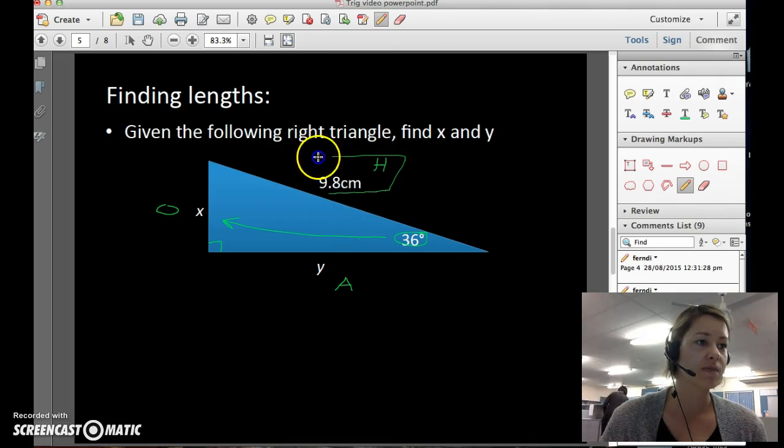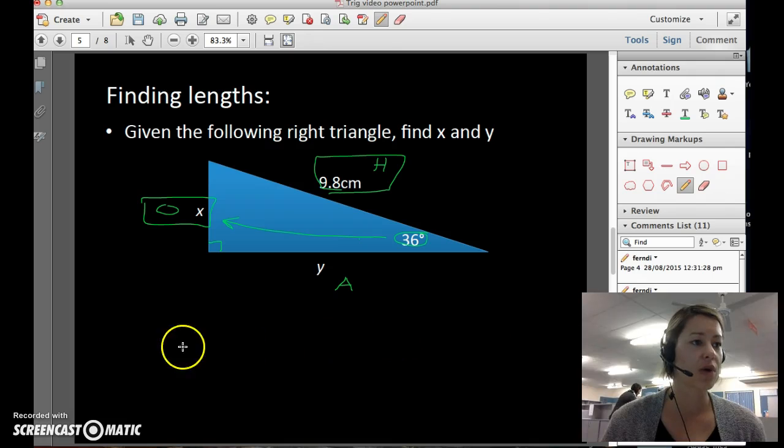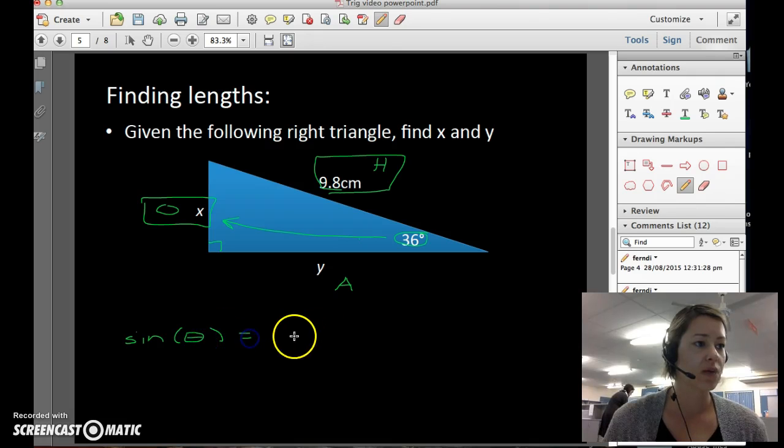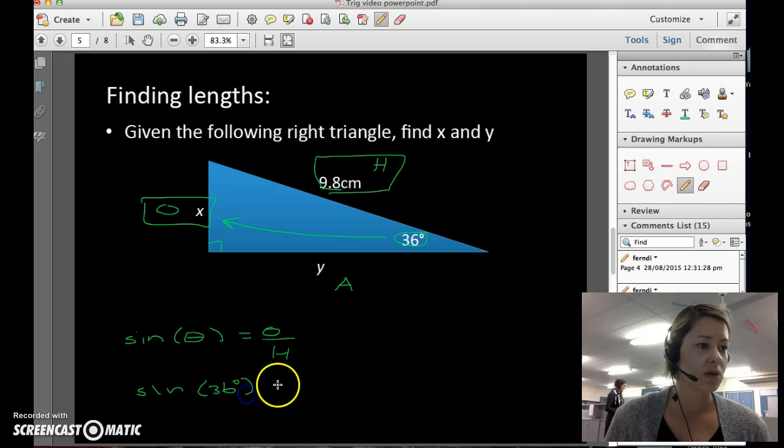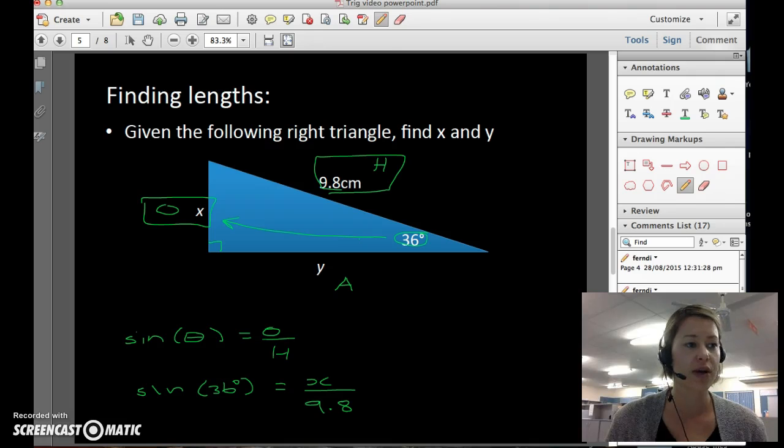So we have H, and at first I want to find x. I want to find x, and I already have h, so that's an O and an h. So for SOHCAHTOA, I'm going to use sine of theta equals O over h. Now I'm just going to substitute the information I've got. Sine of theta is 36 degrees, equals my opposite x, that's the unknown, and the hypotenuse is 9.8 centimeters. Just leave it at 9.8 for now.